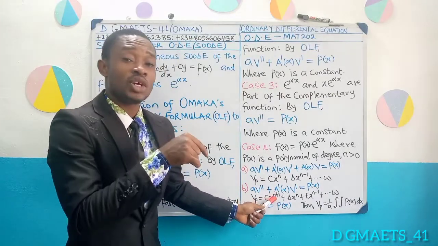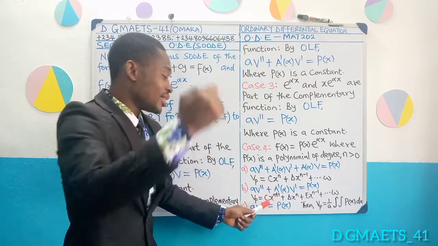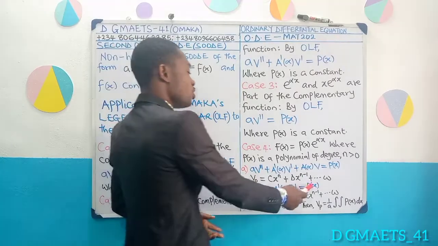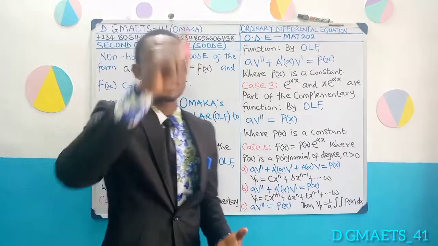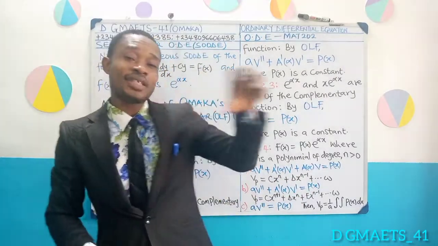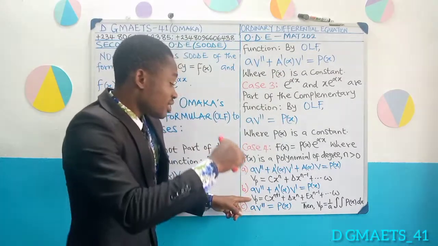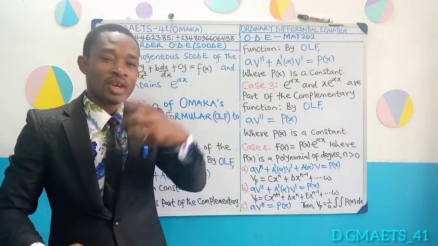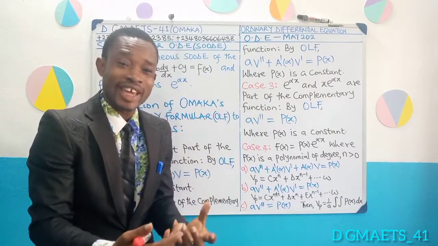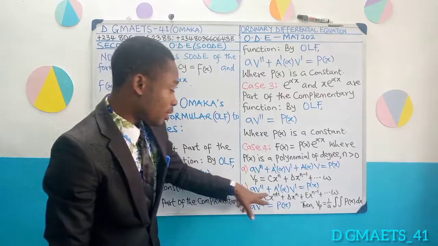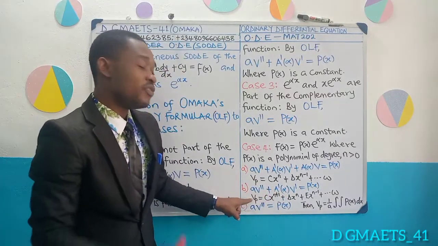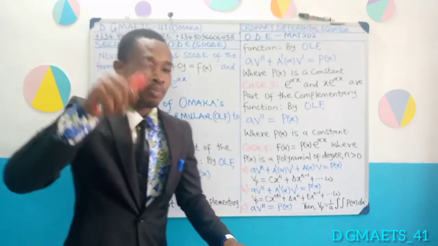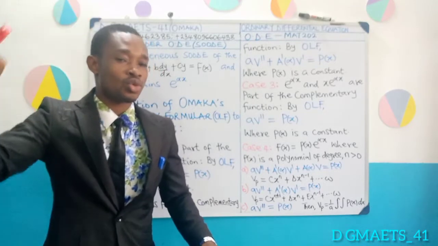That the first term, the degree is 1 greater than the degree of what? This polynomial. So which means that if this polynomial is degree 2, let's assume maybe x raised to power 2 plus 5x minus 3. The highest degree there is 2. It therefore means that if the exponential term in f of x appears in the complementary function that you obtained, now the formula, Omaka's legendary formula, will take this form. The VP you are going to form will become cx raised to power 3 plus dx raised to power 2.